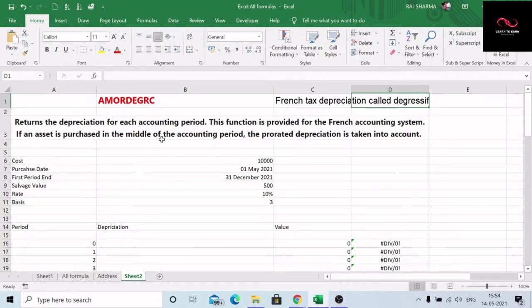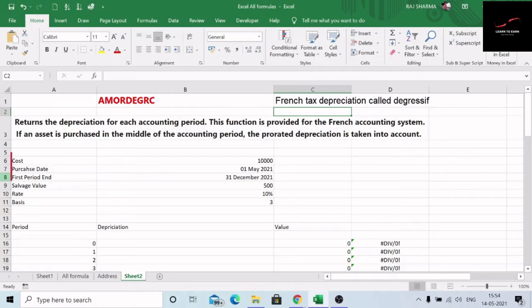If an asset is purchased in the middle of an accounting period, the pro rata depreciation is taken into account using this formula. The French tax depreciation system, which is called degressive, is being used in this formula. So let us understand it by an example.